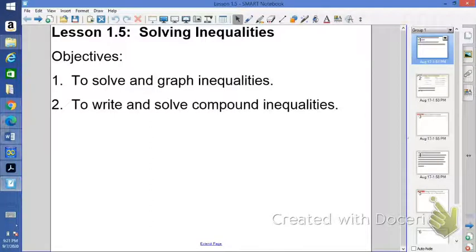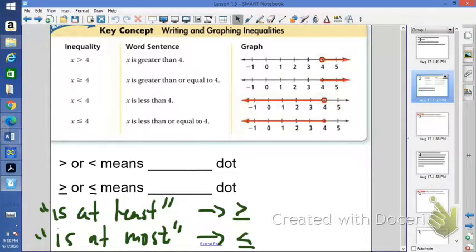Lesson 1.5 focuses on solving inequalities. We have two objectives listed, but we're going to just focus on the first one, solving and graphing inequalities. Alright, on the next slide, we just have some basic examples.